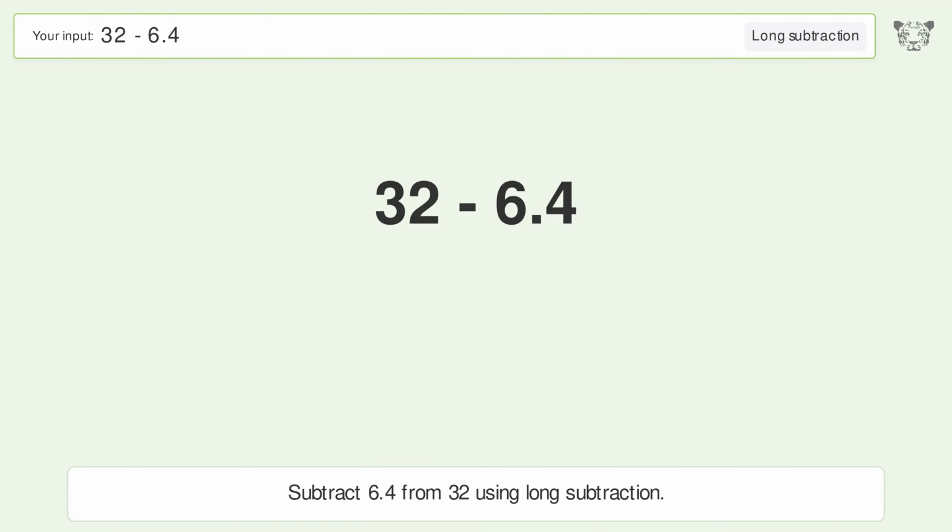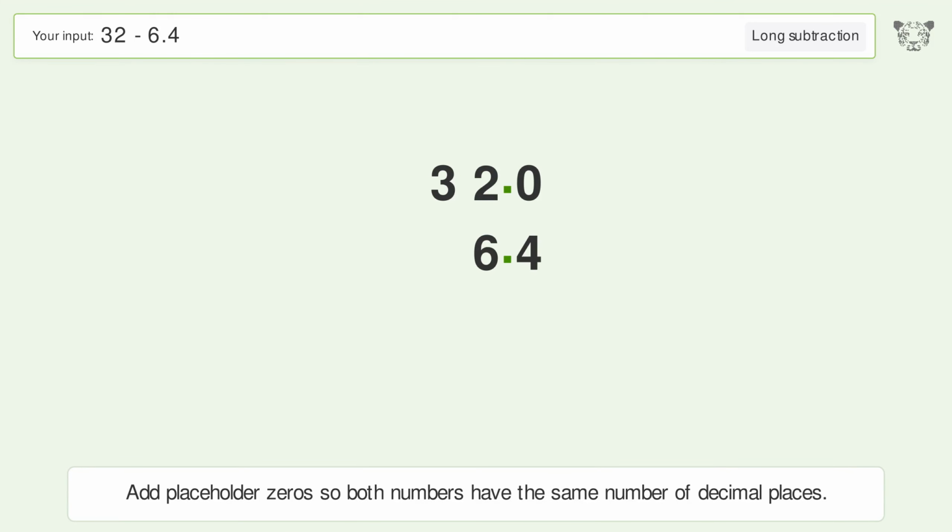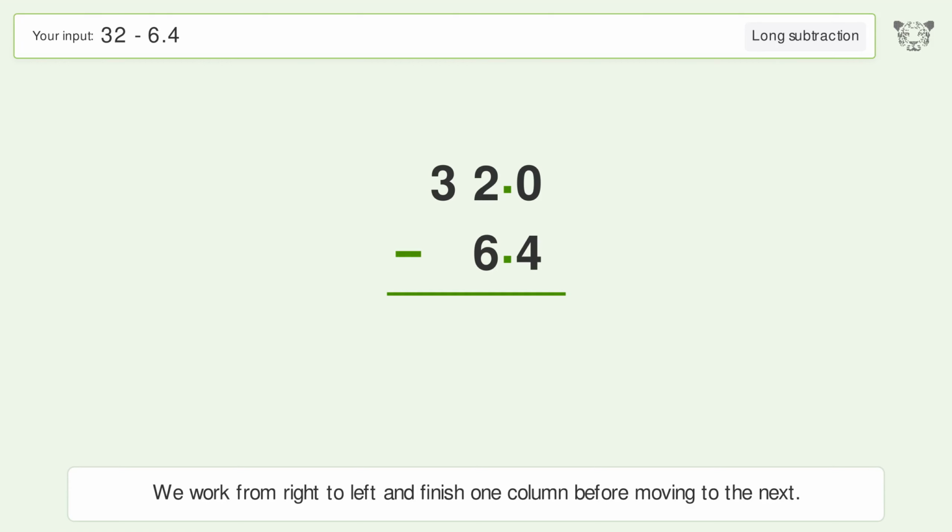Subtract 6.4 from 32 using long subtraction. Line up the decimal points in the same column. Add placeholder zeros so both numbers have the same number of decimal places. We work from right to left and finish one column before moving to the next.